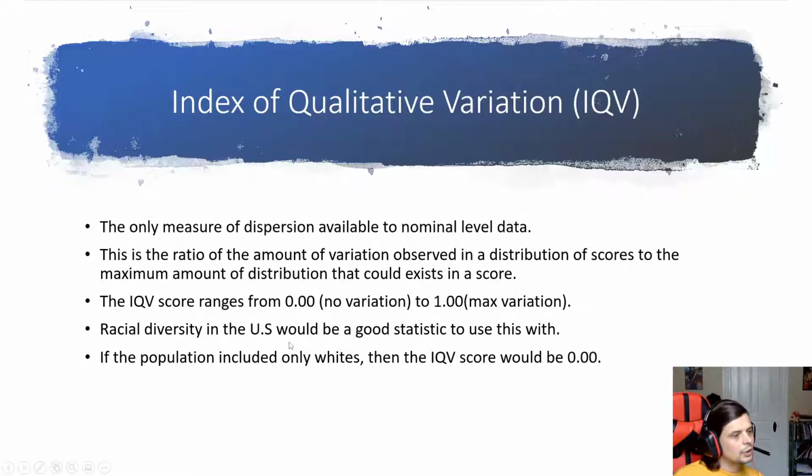So if the population only included whites, the IQV score would be 0. Now 0 means no diversity. 1 means full diversity. In other words, everything's equal across all the categories that you have. And I'll show you that in time.